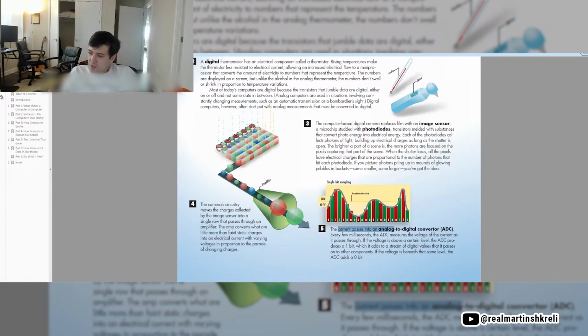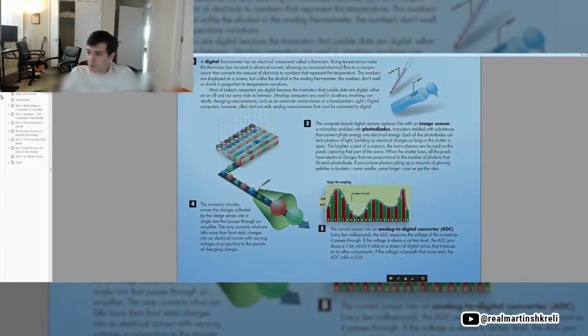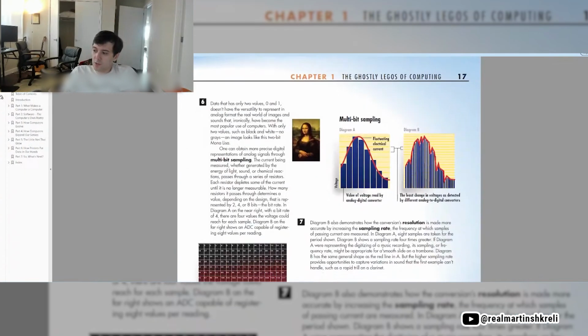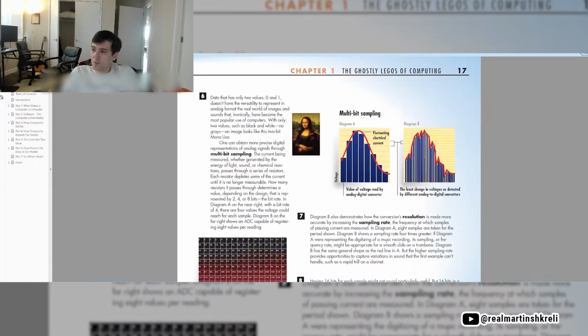The current passes into an analog to digital converter, ADC. Every few milliseconds, the ADC measures the voltage of the current as it passes through. If the voltage is above a certain level, the ADC produces a 1-bit, which it adds to a stream of digital values that it passes on to other components. If it's beneath a certain level, the ADC adds a 0-bit.